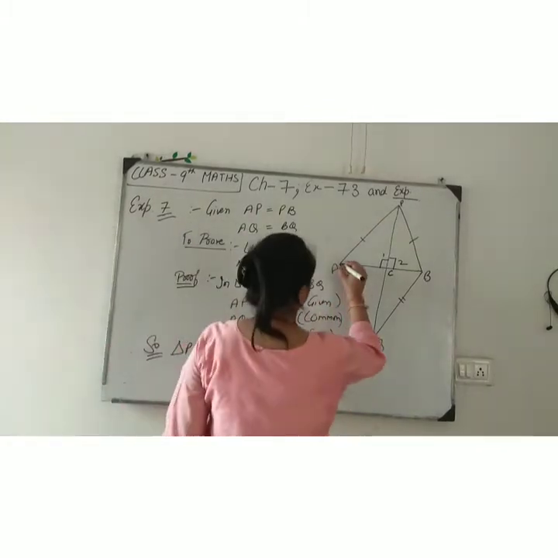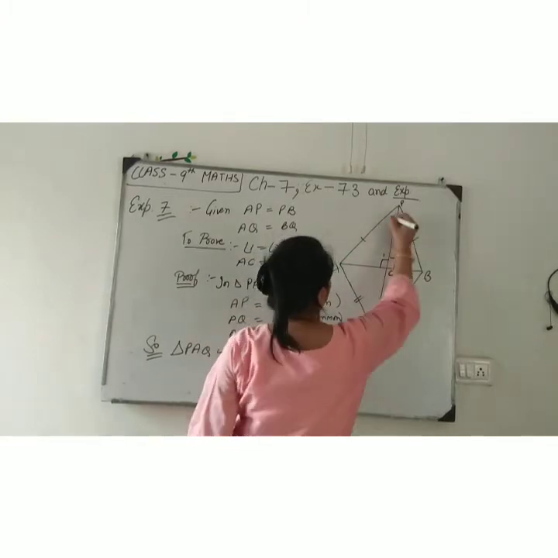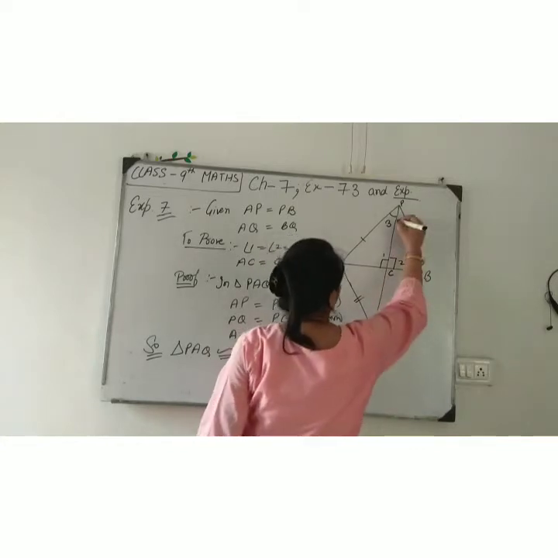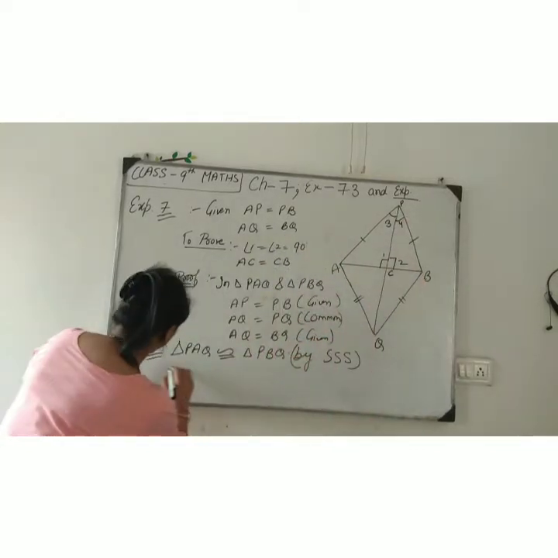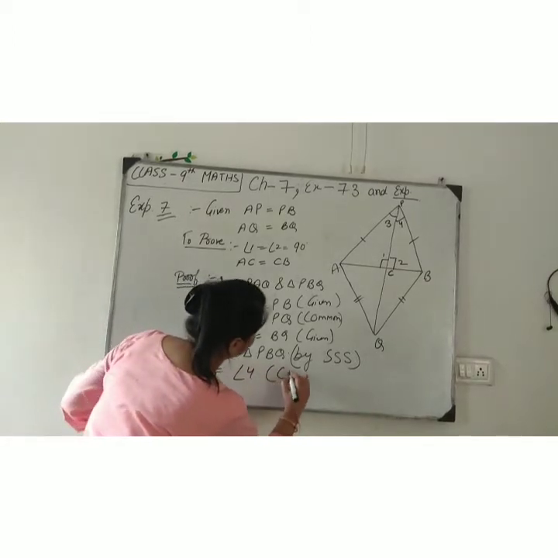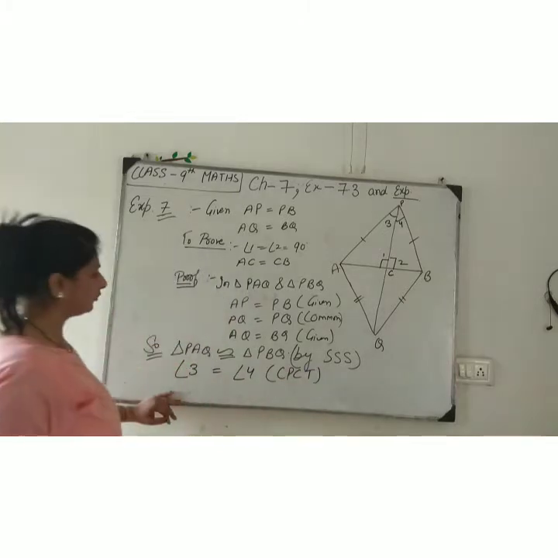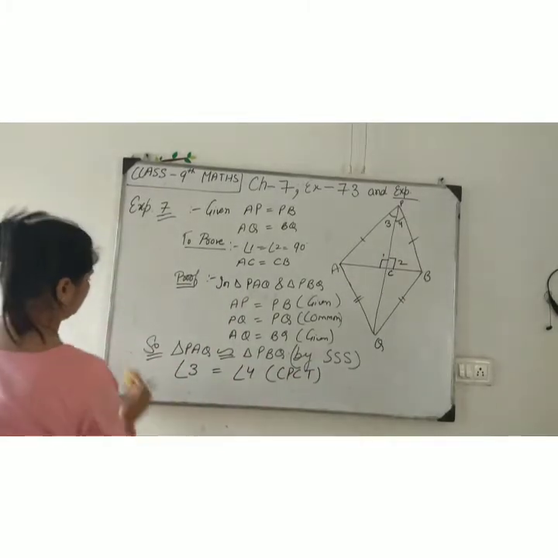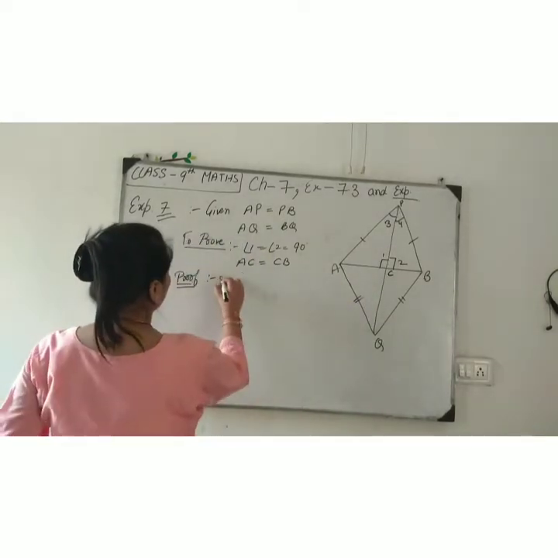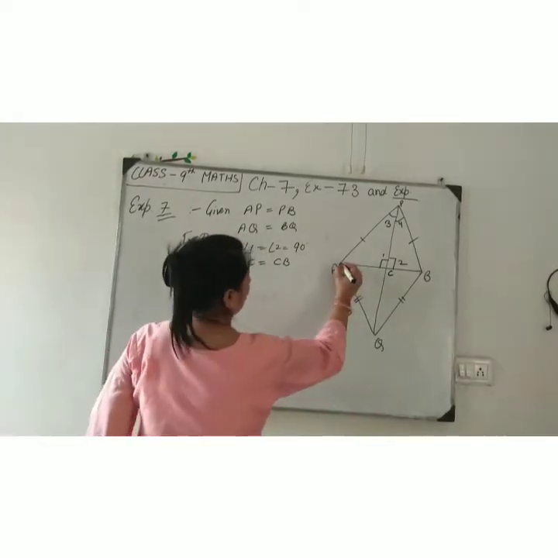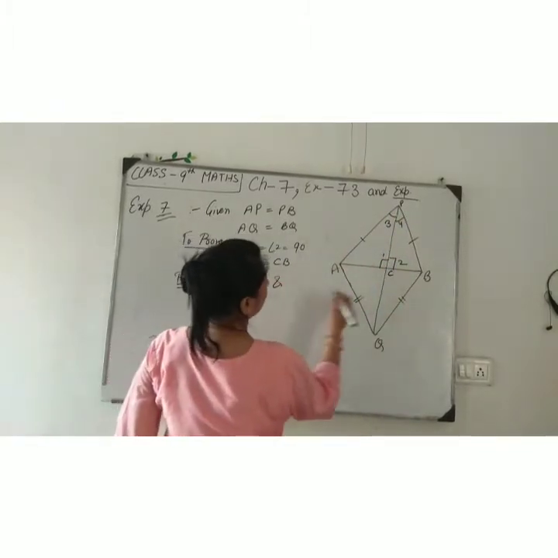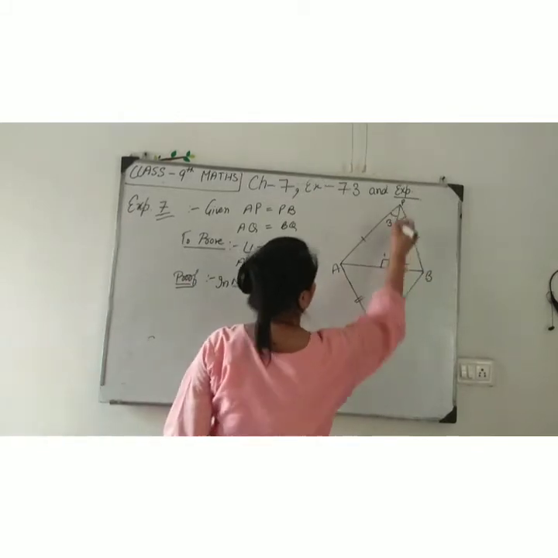So it means angle APQ, angle 3, and angle BPQ, angle 4. So hence angle 3 equal to angle 4 by CPCT. So clear? Now next, in triangle APC and triangle BPC.